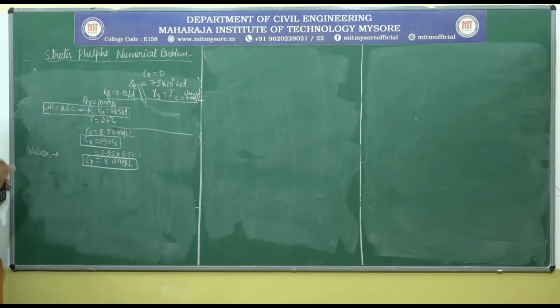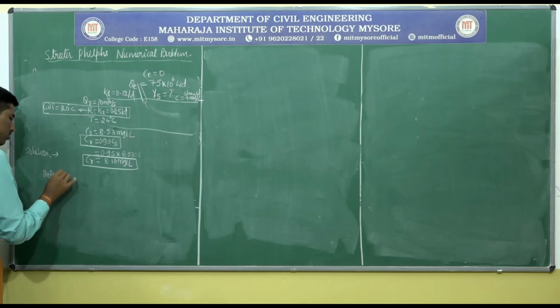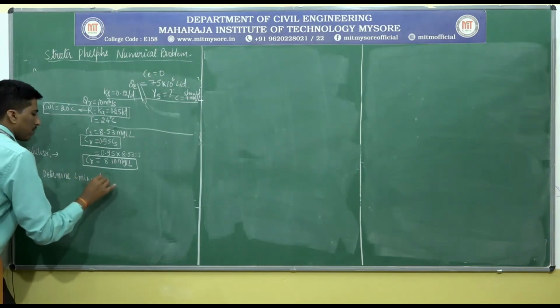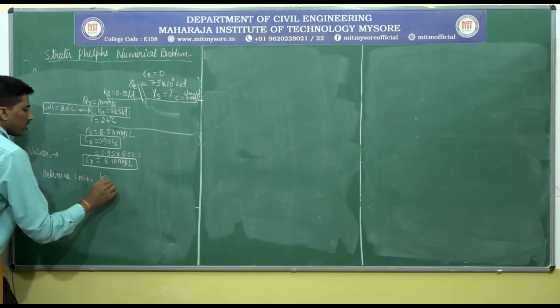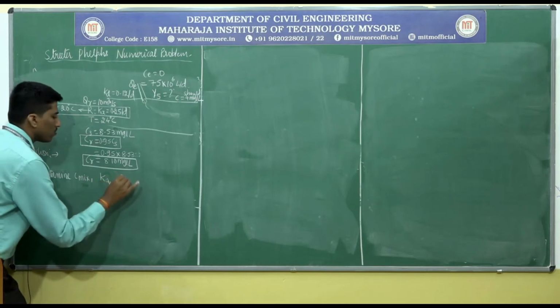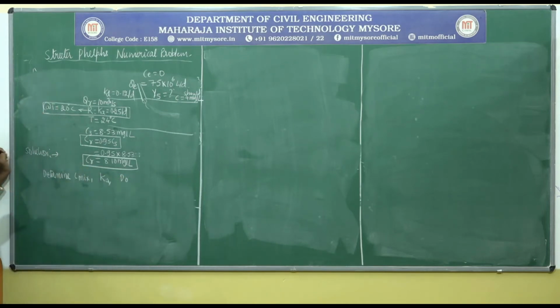It is not given, means 0 it is. Now determine C mix and then temperature, KD, correction factor to be applied. Okay, sorry, Ka you need to determine it, and then D naught also. You need to determine all those things.